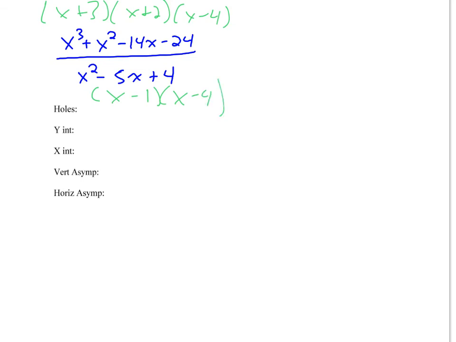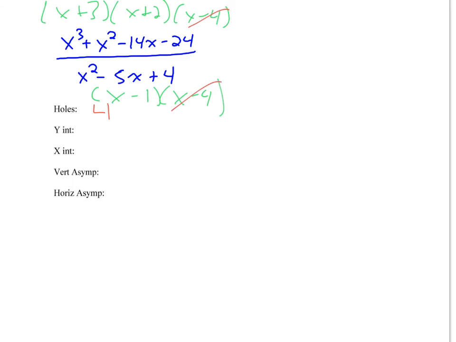Okay, so that was step 1. Step 2 is note any holes. Notice I have a factor of x minus 4 on the top and a factor of x minus 4 on the bottom. Those factors are in essence going to cancel. But as they do, they give me a hole at x equals 4.